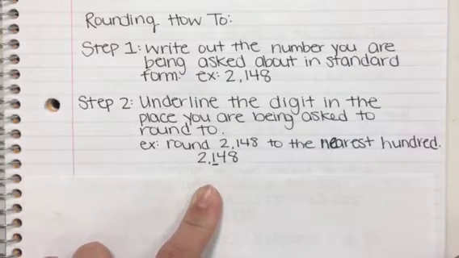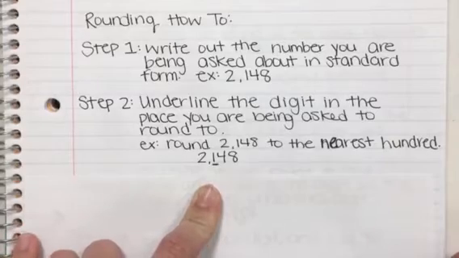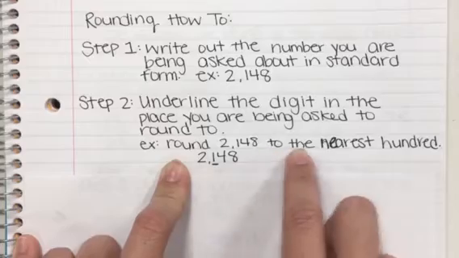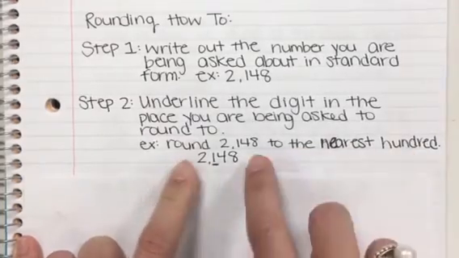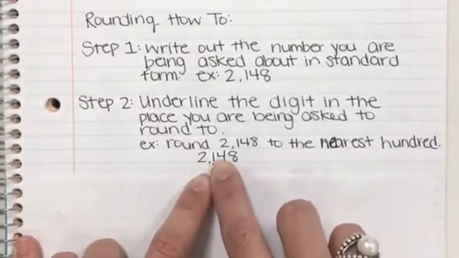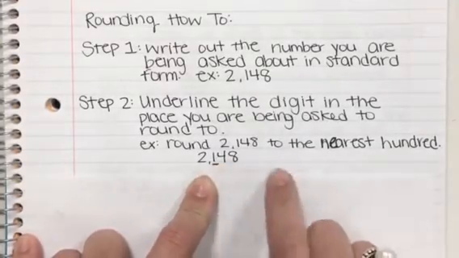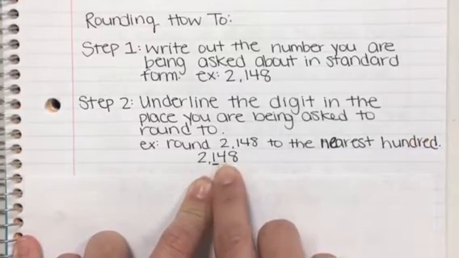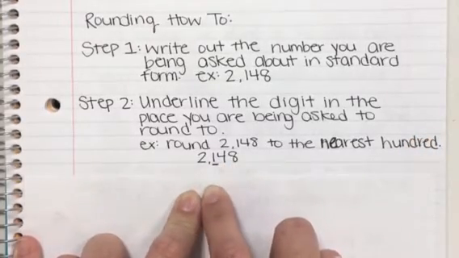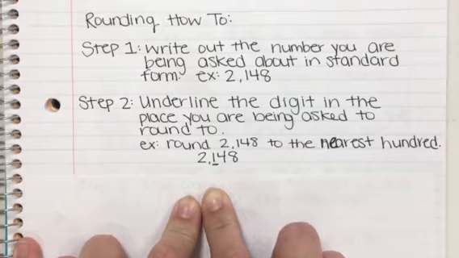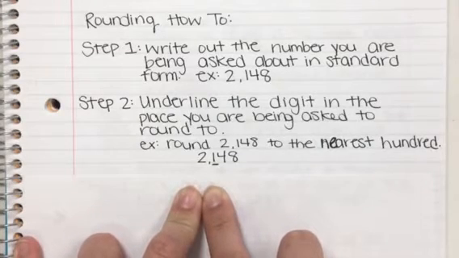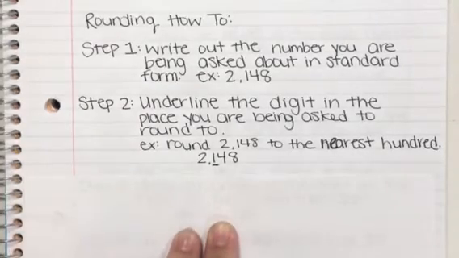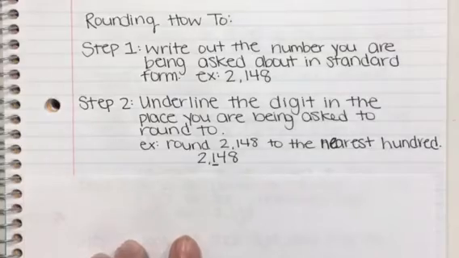Step 2 is to underline the digit in the place you are being asked to round to. For example, if the question says round 2,148 to the nearest 100, you're going to underline the digit in the hundreds place. If they had asked you to round 2,148 to the nearest 10, you would underline the digit in the tens place. So when they're asking you to round to a place, that is the place you are going to underline. Pause your video and press play when you're ready to begin again.